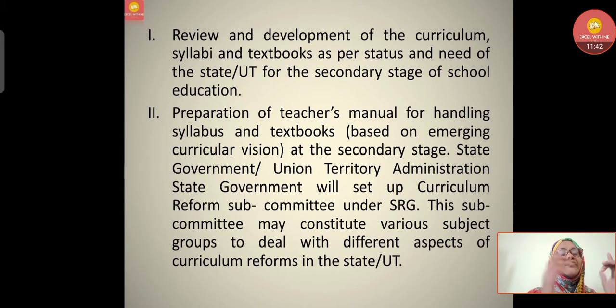Obviously, at the secondary level, the child's maturity will move from concrete to abstract also. So, whatever content is there, that should be connected with their state also. Regional content should also be there. They should see what is the need of that particular state, which should be given in the syllabus. Then preparation of teacher's manual for handling syllabus and textbooks based on emerging curricular vision at the secondary stage. So, the teacher's manual should be such that the emerging curricular vision is incorporated in it.